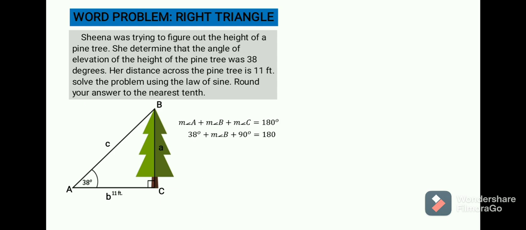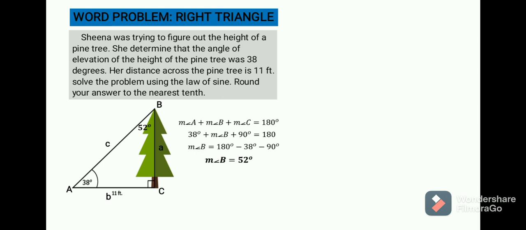Then let's transpose 38 and 90 to the right side. So measurement of angle B is equal to 180 minus 38 minus 90. Then measurement of angle B is equal to 52 degrees. Therefore, angle B measures 52 degrees.